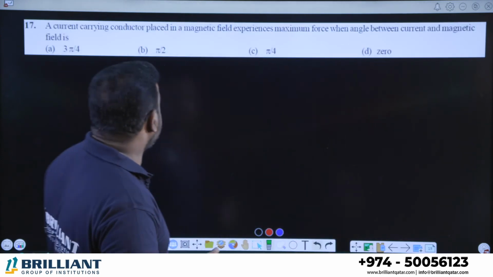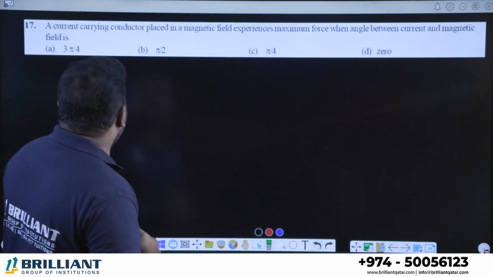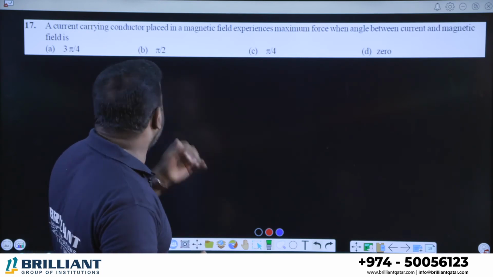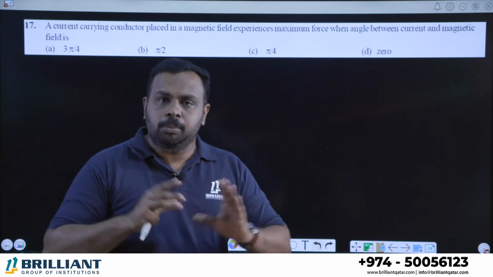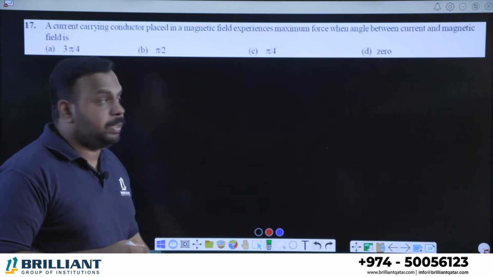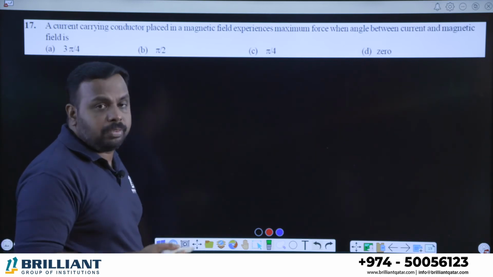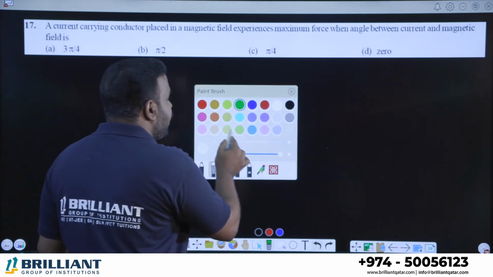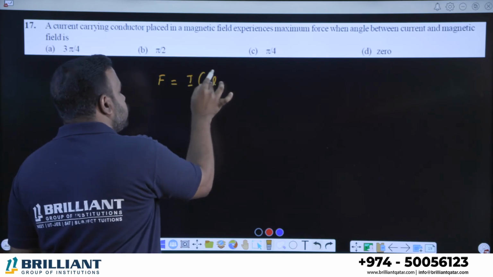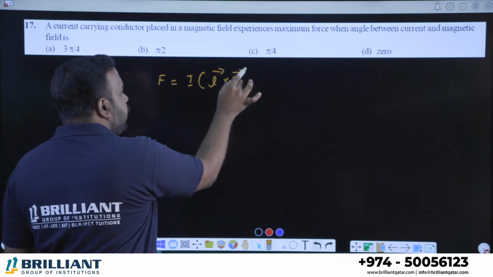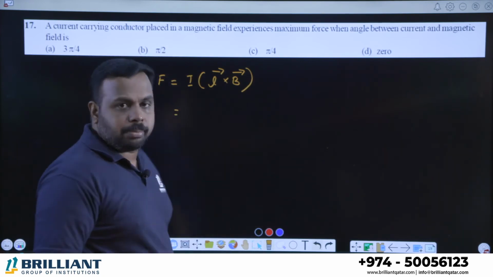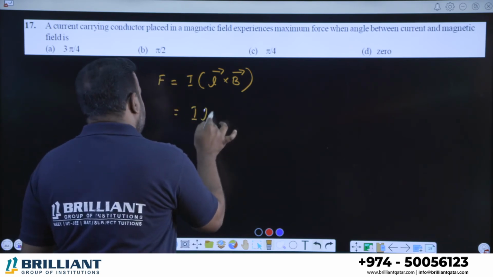Okay, next. 17. A current carrying conductor placed in a magnetic field experiences a maximum force when the angle between current and magnetic field is. Again, a question from moving charges and magnetism, right? So what is the formula for force acting on a current carrying conductor? F is equal to I L cross B, right? What is L? L is the length and B is the magnetic field. So this can be written as I L B sine theta.